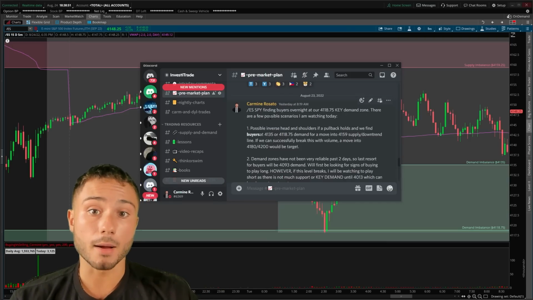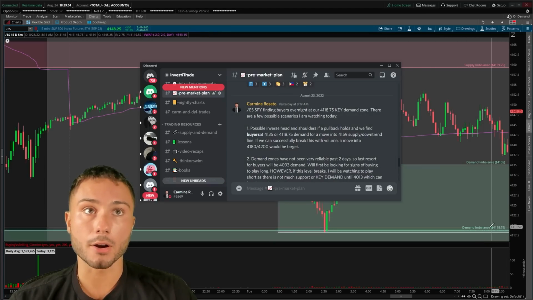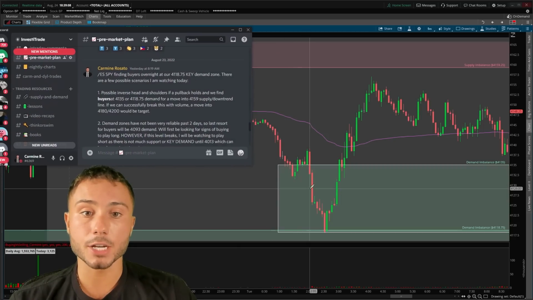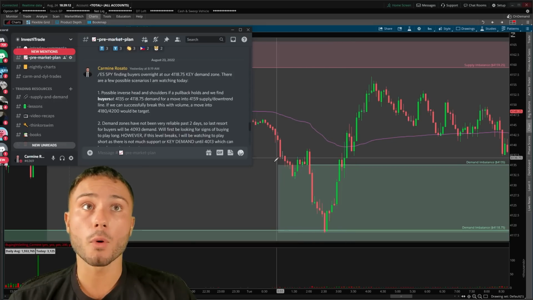So that's the first setup. Here's an example on the S&P 500, and this is an actual trade that I took. What I was watching for was the 4118 and 3/4 demand zone down here. I'm hovering my cursor over it now. The market sold off into this level in the overnight session and bounced off it. This rally to the upside formed new demand at 4135.